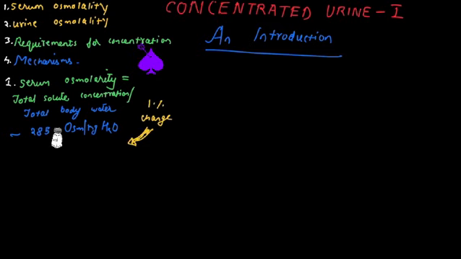So even a 1% change in serum osmolality results in release of, or inhibition of the release of, the hormone antidiuretic hormone, and change in urine osmolality. That is, the urine becomes either dilute or more concentrated. This urine osmolality, the normal is about 300 milliosmoles per liter, but its range is between 50 to 1200 milliosmoles per liter.